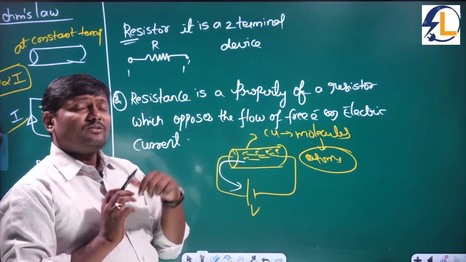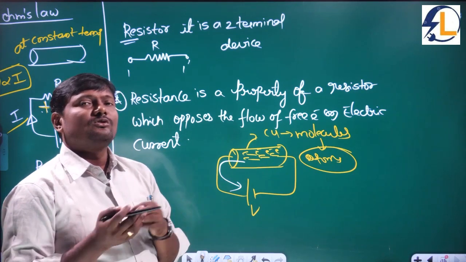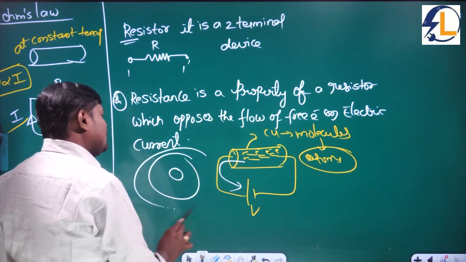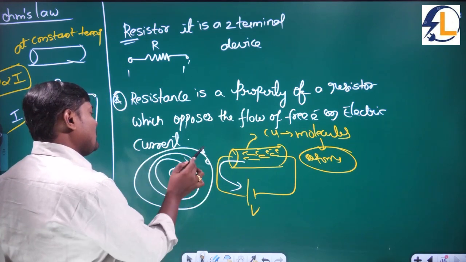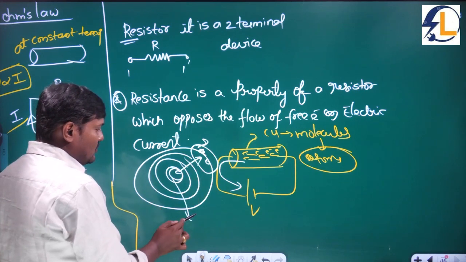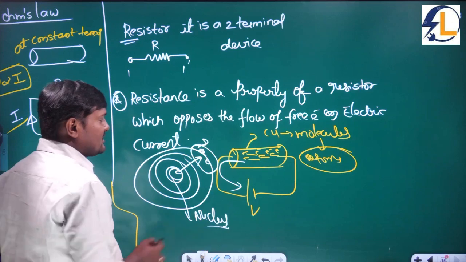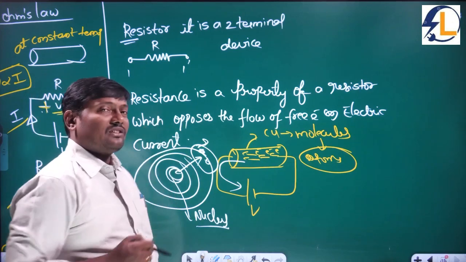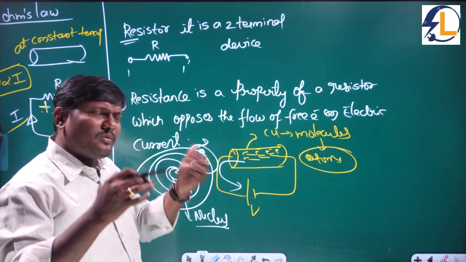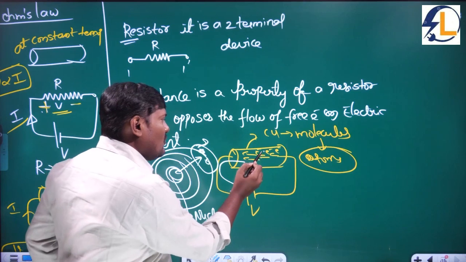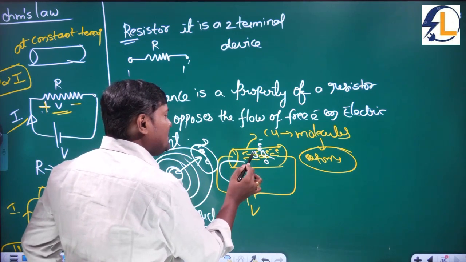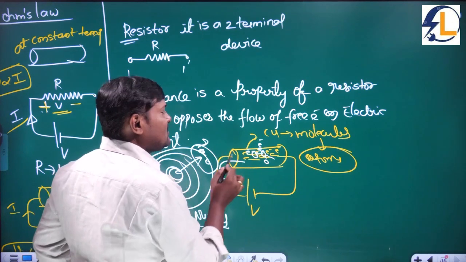What is meant by electrons? The valence electrons are loosely attached to the center of the atom. If an atom is there, these are called the valence electrons, and this is called the nucleus. These are called valence electrons or free electrons. During this journey, what will happen? The conductor consists of so many atoms. The electron will hit one more atom, and it will release one more electron.